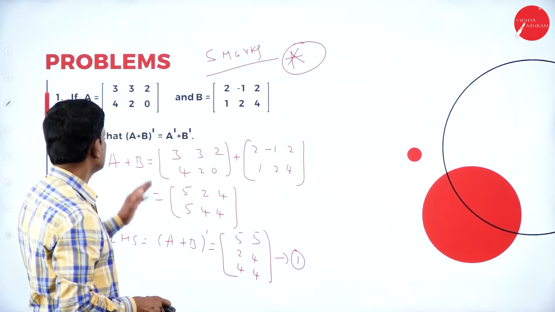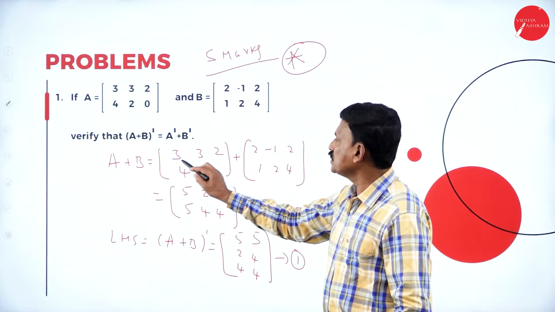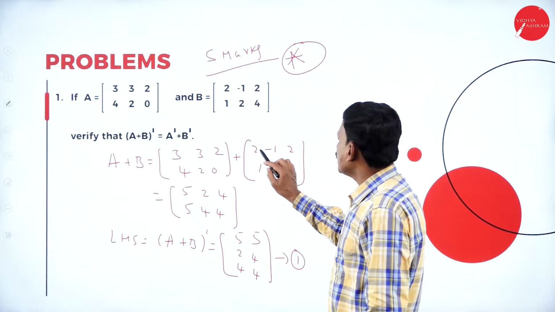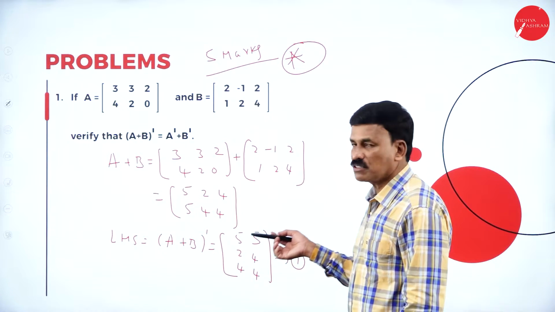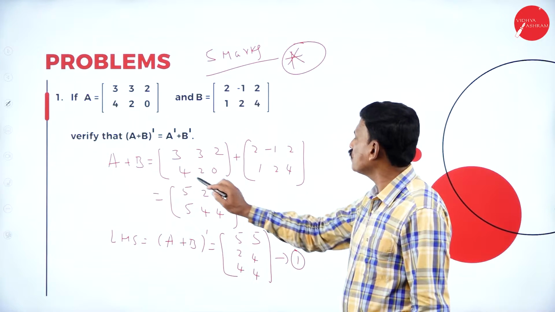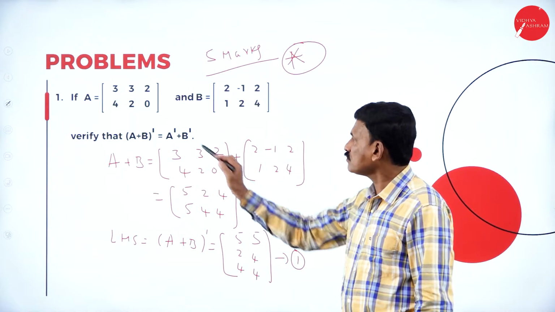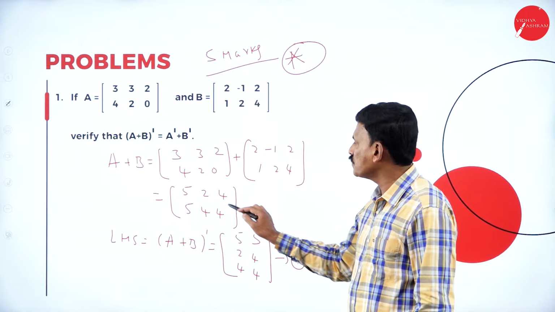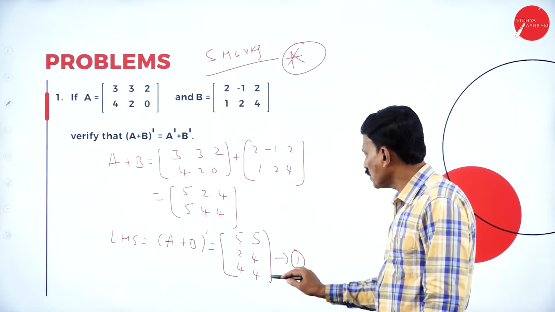Okay, see here, just find out A plus B. What is A plus B? Write down the elements of A and B. A contains 3, 3, 2 in the first row, second row 4, 2, 0, plus B contains 2, minus 1, 2 and 1, 2, 4. Corresponding elements must be added. That is addition of matrices. 3 plus 2 is 5, 3 minus 1 is 2, 2 plus 2 is 4, 4 plus 1 is 5, 2 plus 2 is 4, 0 plus 4 is 4. Now, what is LHS? We have (A plus B) whole dash. Transpose this. First row 5, 2, 4 becomes first column and the second row 5, 4, 4 becomes second column.